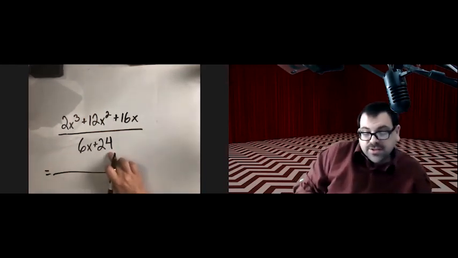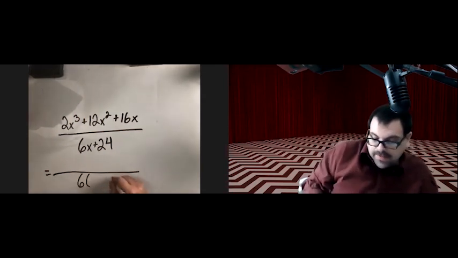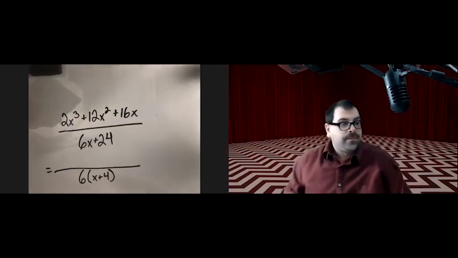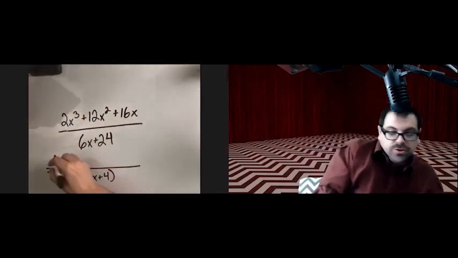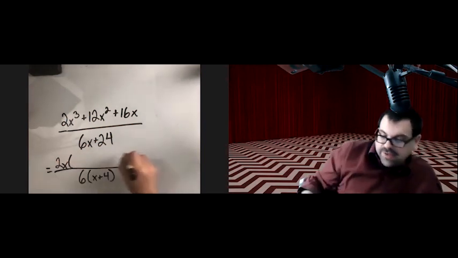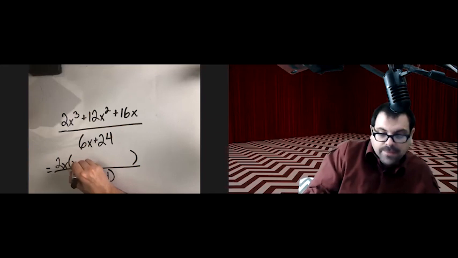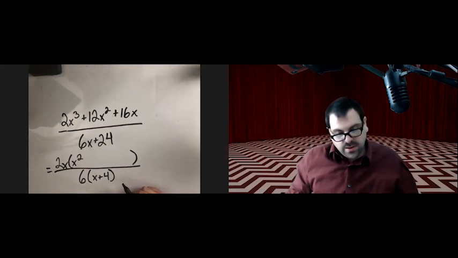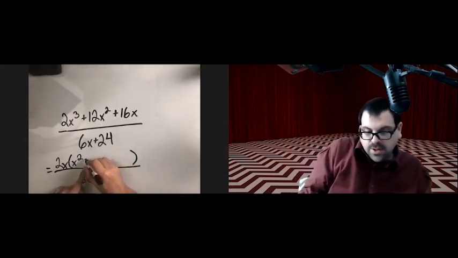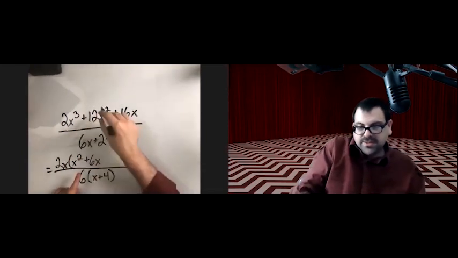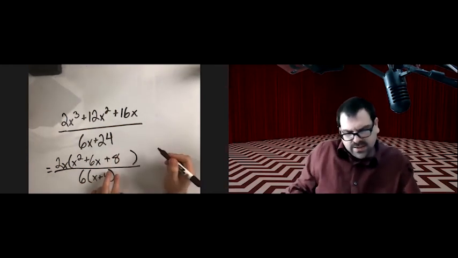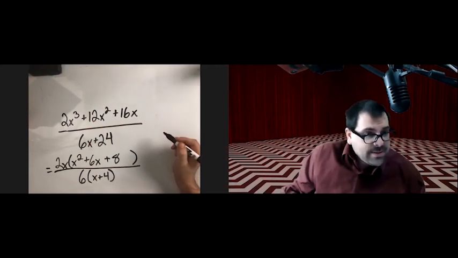On the bottom, 6x and 24, we can factor out a 6. We're left with x plus 4. On the top, we can factor out 2x. And what are we left with? We're left with x squared, because 2x times x squared is 2x cubed. 2x times positive 6x would be positive 12x squared. And 2x times positive 8 would be positive 16x.